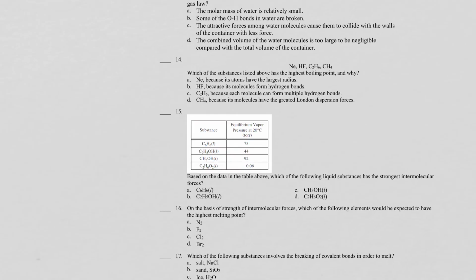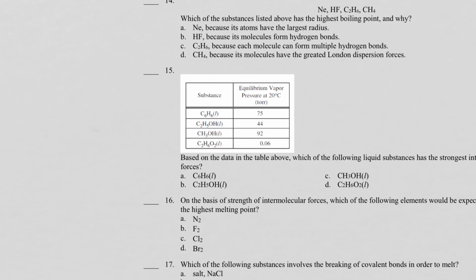All right, number 16, on the basis of intermolecular forces, which of the following elements would be expected to have the highest melting point? Zooming in on those, we can notice they're all diatomic. We'd really want to check out a periodic table. N2 and F2 are in the same period. Chlorine is below fluorine, and then bromine.